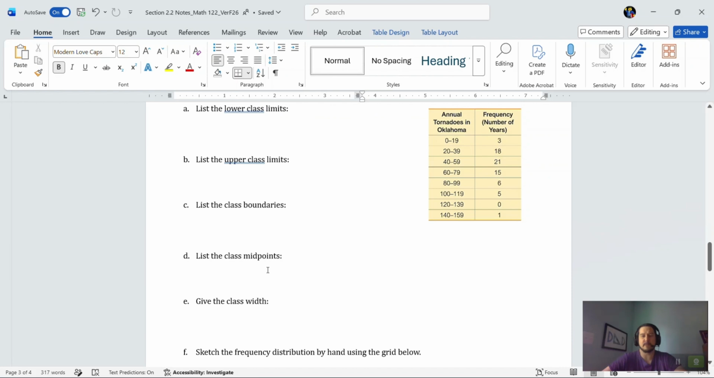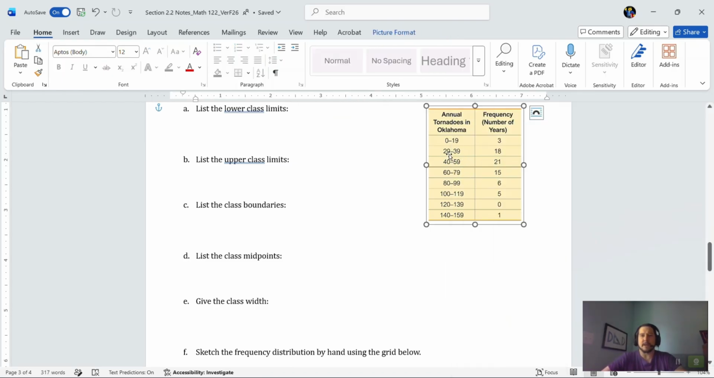List the class midpoints, so you add the lower and upper class boundaries and divide by 2. Okay, so if I add 0 plus 19, that's 19. Divide that by 2, that would be 9.5.